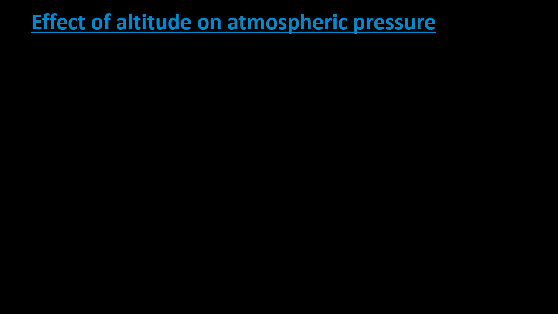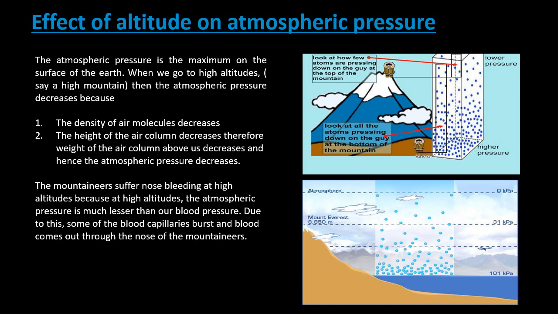Now let us talk about the factors affecting the atmospheric pressure. Altitude is one major factor which affects the atmospheric pressure. The atmospheric pressure is the maximum on the surface of the earth. When we go to high altitudes, say a high mountain, then the atmospheric pressure decreases. It decreases because the density of air molecules decreases and the height of the air column also decreases. Therefore, the weight of the air column above us decreases and hence it leads to the decrease in the atmospheric pressure.